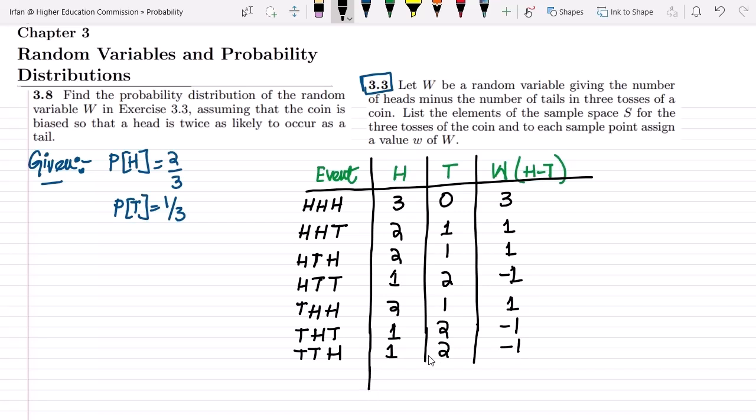And the last one is tail, tail, tail, where we have 0 heads and 3 tails, so 0 minus 3 is minus 3.